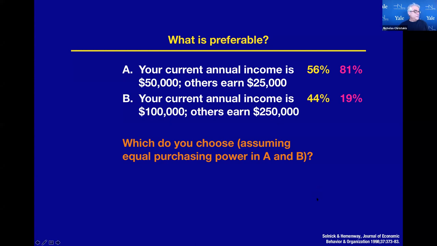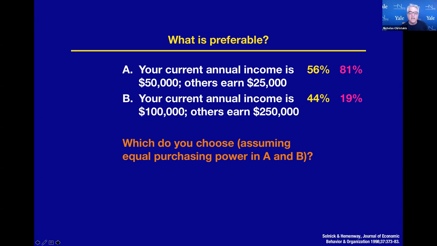So this example is taken from this paper that's shown here at the bottom. In the yellow is what in the original paper people chose. And in red is what your classmates last year chose. So last year, many more of you preferred A than B. This year, it was about half and half. Maggie can take a note. I can use you guys as a guinea pig for next year. So Yaleys, they really care about relative standing. They really want to be top dog, even if they're absolutely worse off.